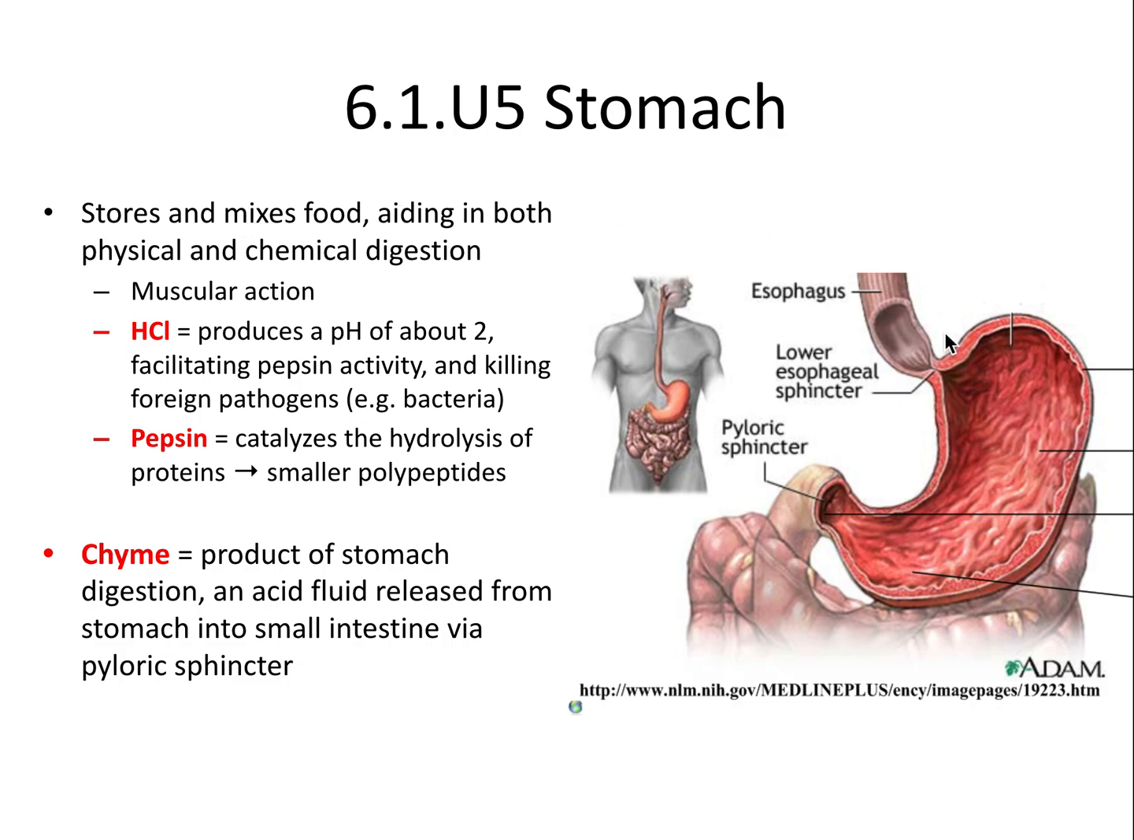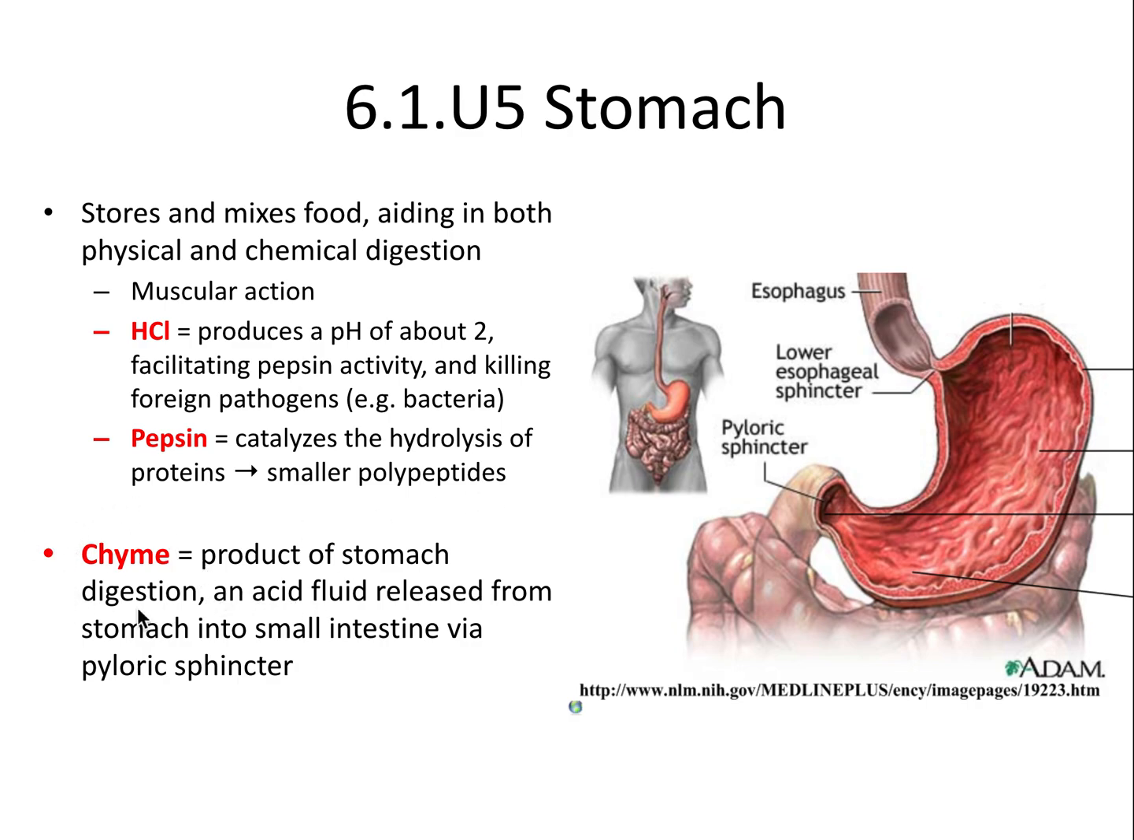So just to get into the stomach a bit more, if you're looking at it, you can see it's made of the muscles mostly. So it stores and mixes food, aiding in both physical and chemical digestion. HCl, or acid, produces a pH of about 2, facilitating pepsin activity, the enzyme pepsin, and killing any bacteria. Pepsin, remember, is going to catalyze the hydrolysis of proteins into smaller polypeptides, so amino acids.